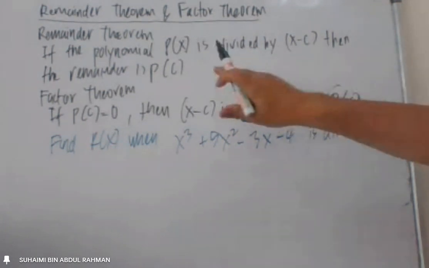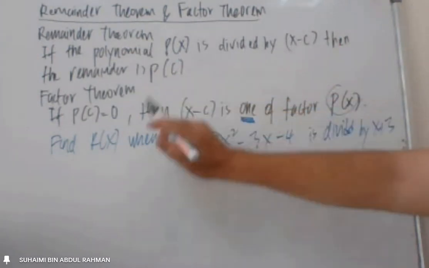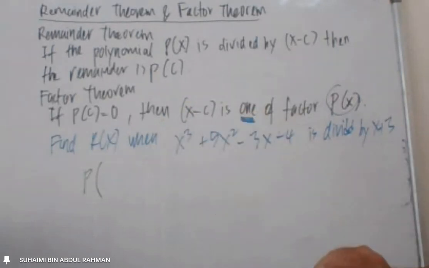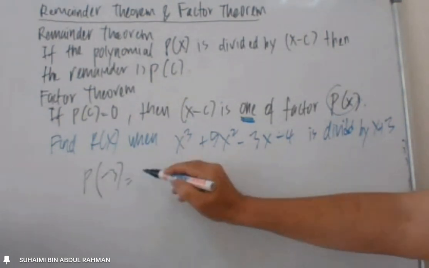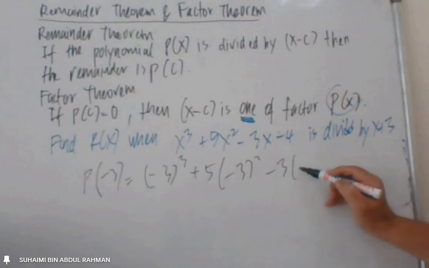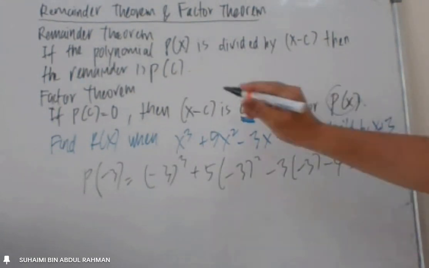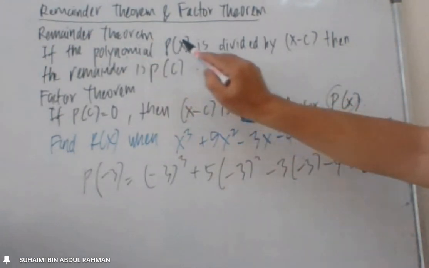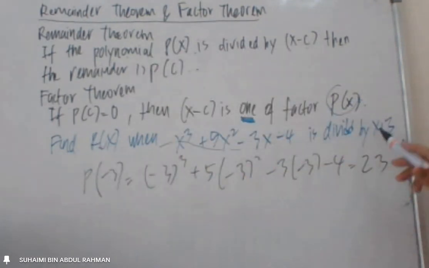These statements, if you look carefully: P(x) is divided by x minus c, the remainder is P(c). So the remainder is P of minus 3. So you get the remainder, which is minus 3 cubed plus 5 times minus 3 squared minus 3 times minus 3 minus 4. What do you have? 23. This is the remainder.